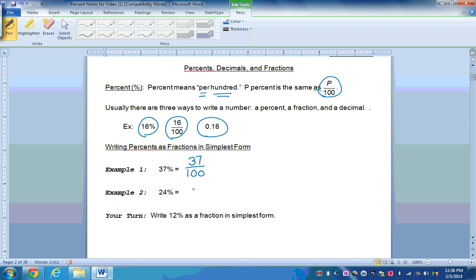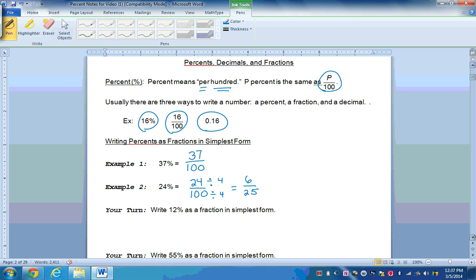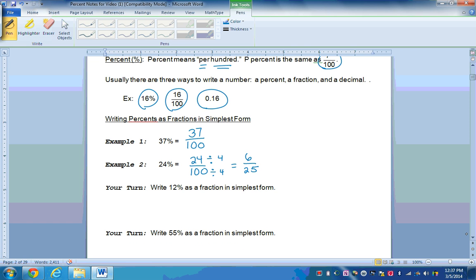Example 2, 24% means 24 out of 100. Is there anything that we can divide these both by? Yes, we can divide by 4. 24 divided by 4 is 6, and 100 divided by 4 is 25. I'd like you to pause the video right now and take a moment to do these two your turn questions. And then when you're done with the problems, hit play again and we'll see how you did. Hit pause now.